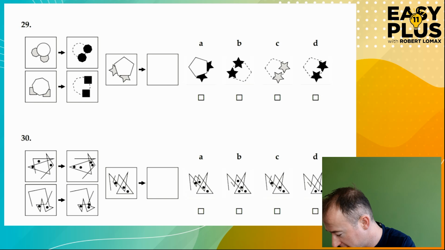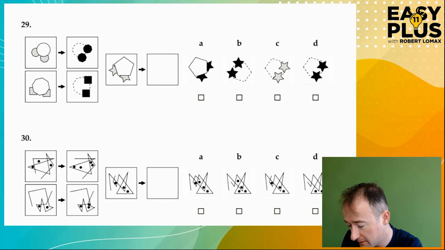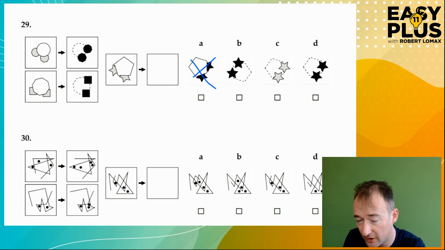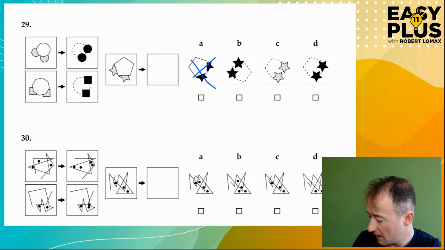Okay, so the shapes are the same. We're going to expect some stars that are in front. So that rules out A, where there are stars that are behind. All the others are stars, so we don't rule those out.